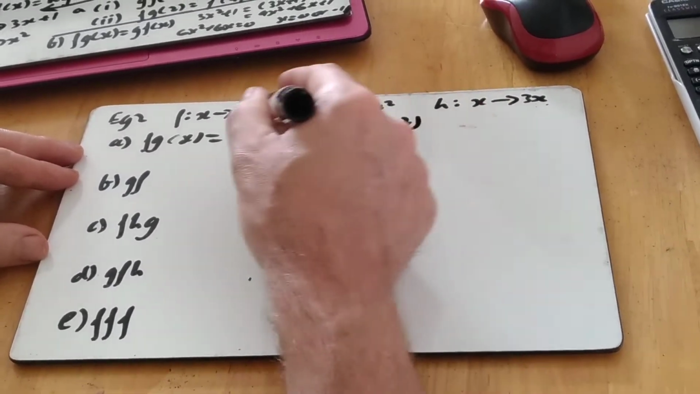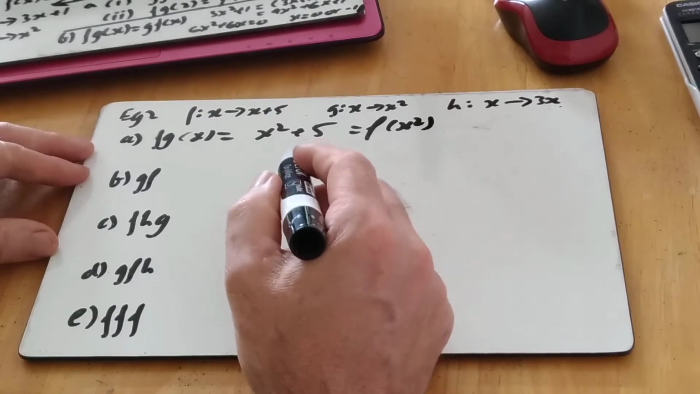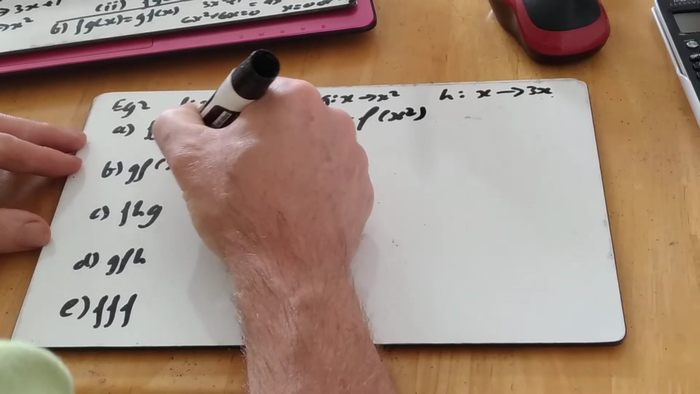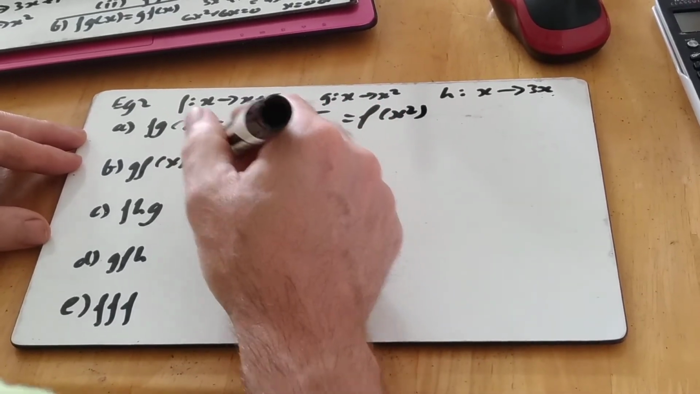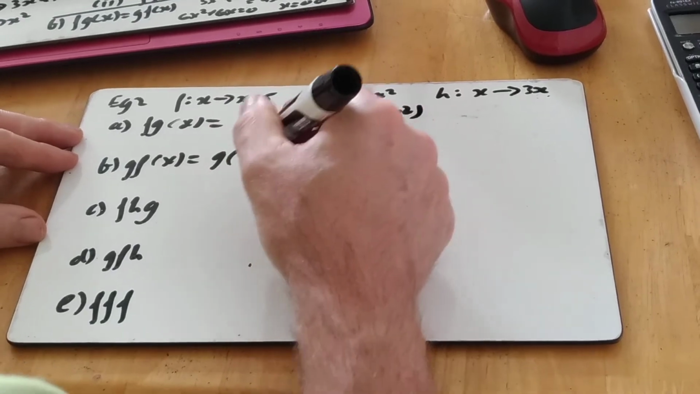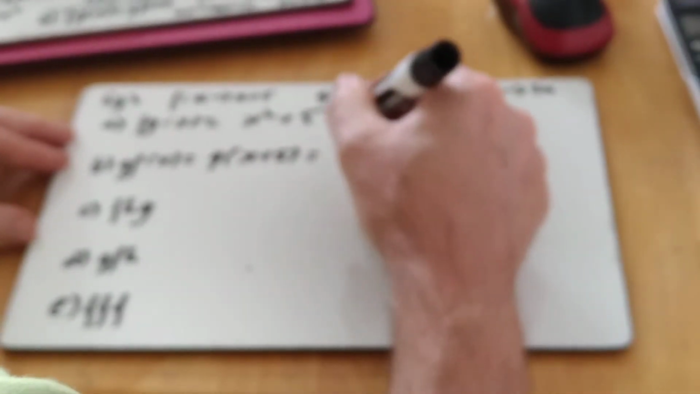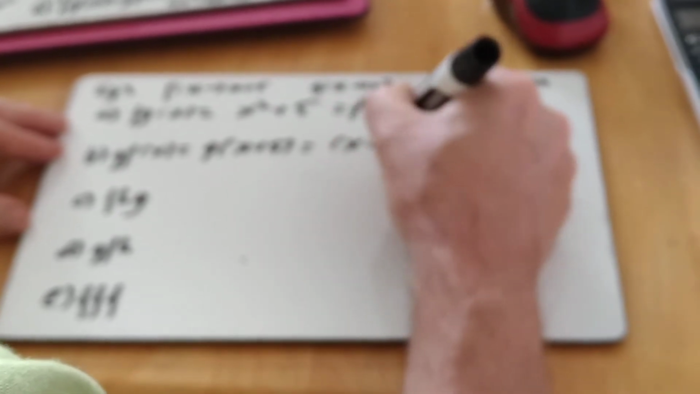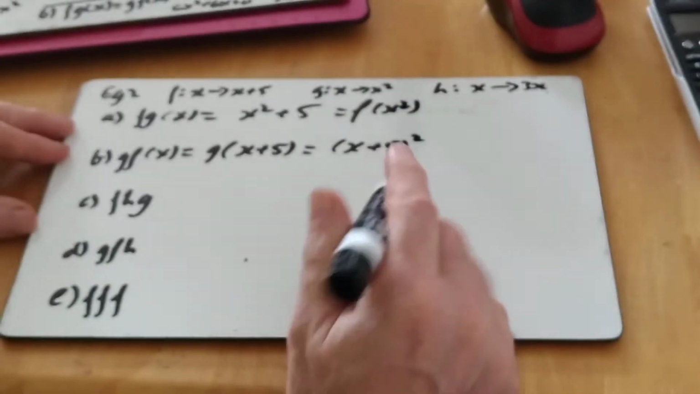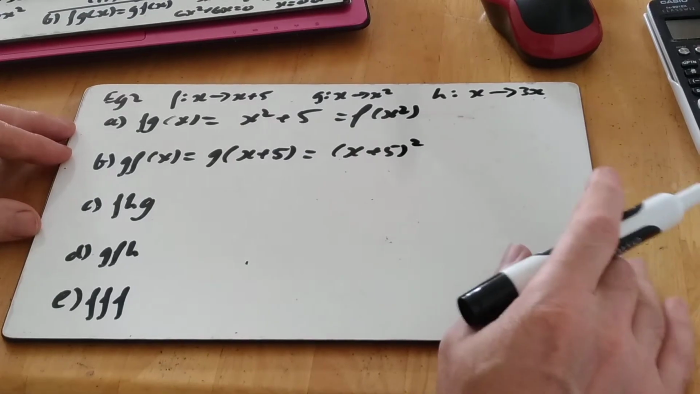So I stick x squared where the x appears in f. If I want to do the other way around, g of f of x, where I'm doing g of x plus 5, I'm sticking that where the x appears in that. So it's x plus 5. What is g doing? It's squaring, so it's squaring the x plus 5.